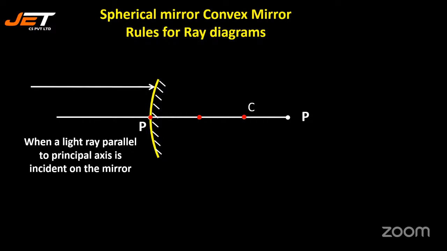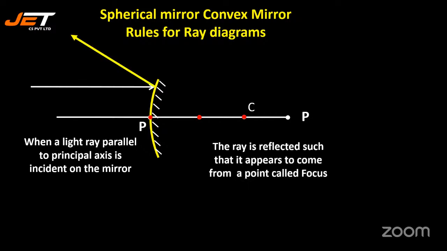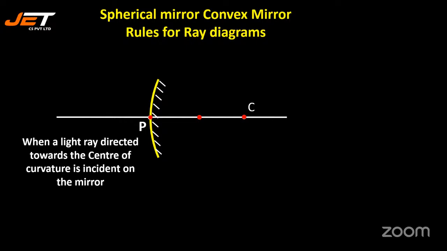Now the rules are: a ray parallel to the principal axis incident on the mirror will get reflected such that it appears to come from a point called the focus. When I extend the reflected ray backward, it will pass through the focus. That's called the principal focus. The other ray would be a ray hitting the center of curvature.